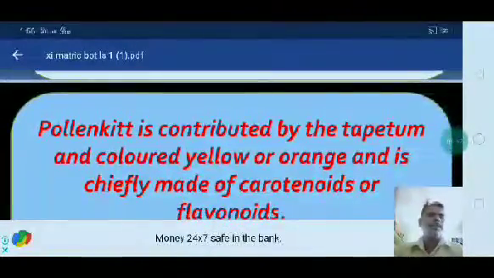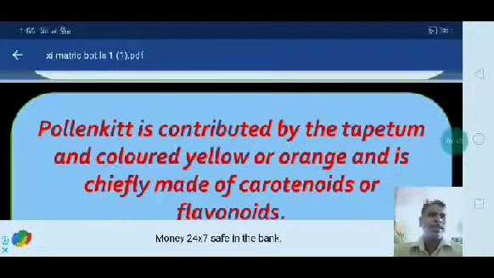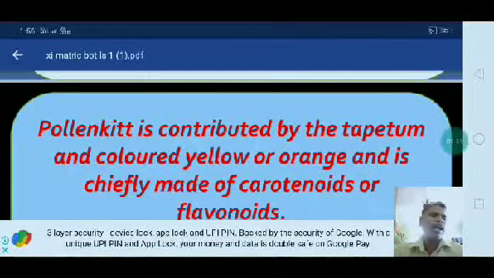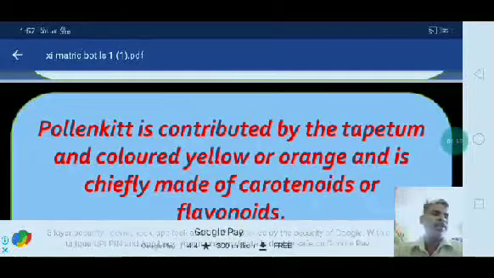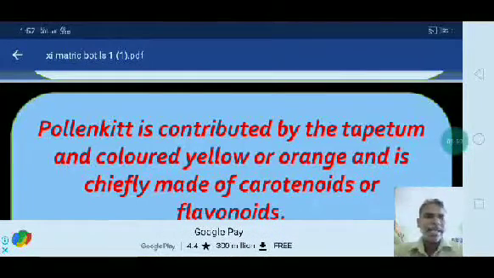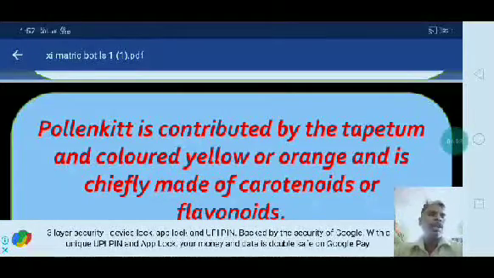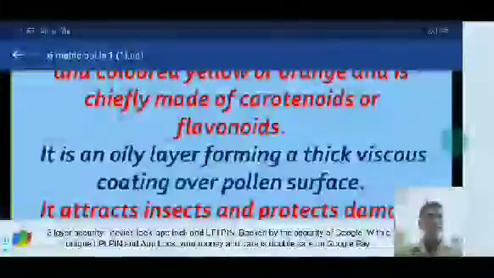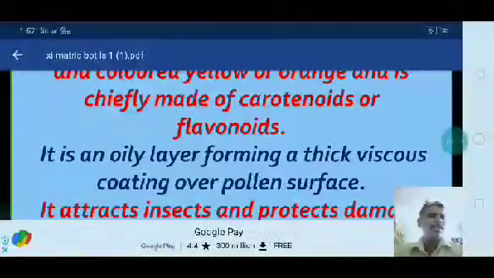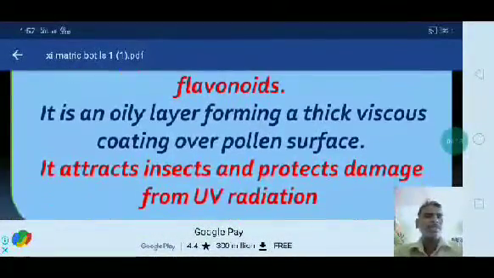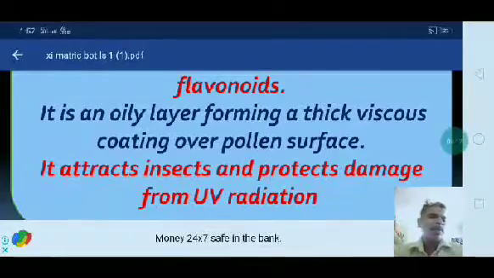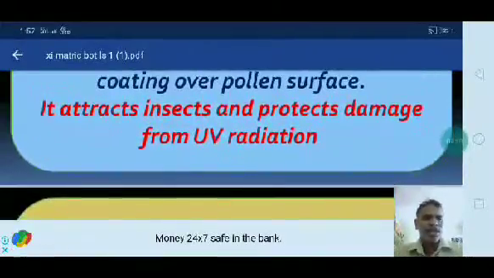Okay, the pollen kit is contributed by the tapetum and is colored yellow or orange, and it is chiefly made up of carotenoids and flavonoids. Carotenoids, like the carrot color. It is an oily layer forming a thick viscous coating over the pollen surface. It attracts insects and also protects from damage by UV radiation.